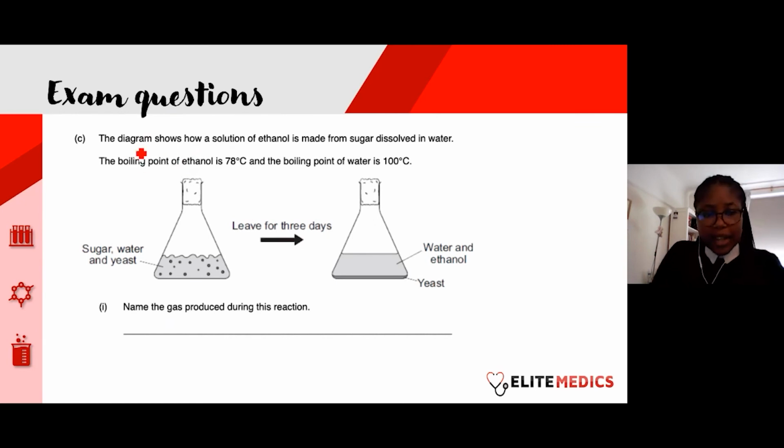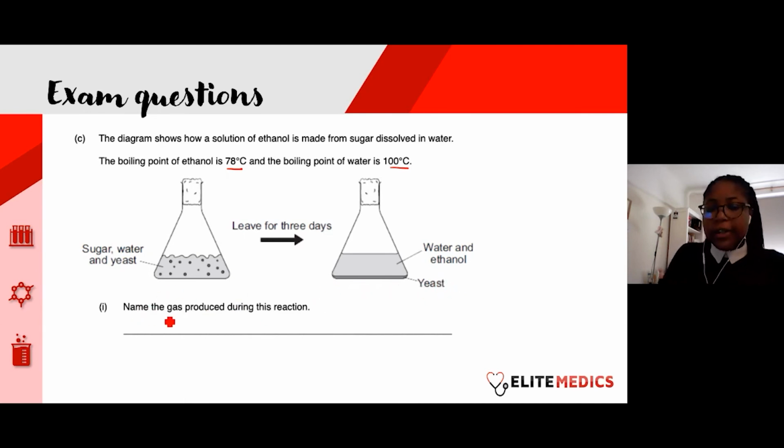Okay, so next question. The diagram shows how a solution of ethanol is made from sugar dissolved in water. The boiling point of ethanol is 78 degrees Celsius and the boiling point of water is 100 degrees Celsius. Here you can see the diagram. You've got your solution with sugar, water and yeast. We can guess what's going to happen is that the yeast is going to break down the sugar into our ethanol and carbon dioxide. And you can see that after 3 days, you've got the ethanol dissolved in water here, and the yeast has sunk to the bottom.